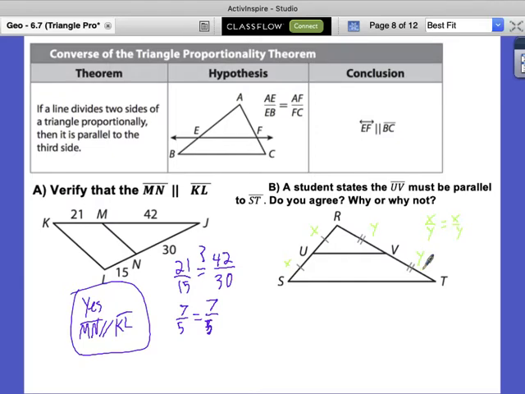Now, can we tell these are the same thing without even simplifying? Yes. So we don't have to simplify. So are these in fact parallel? Yeah. So do we agree with the student? Yeah, we agree with the student. And our explanation can be as simple as the fact that X over Y is equal to X over Y.